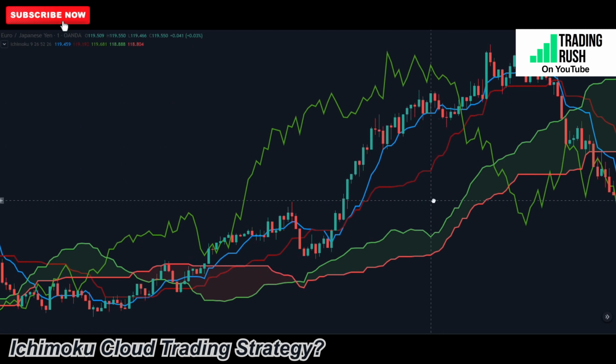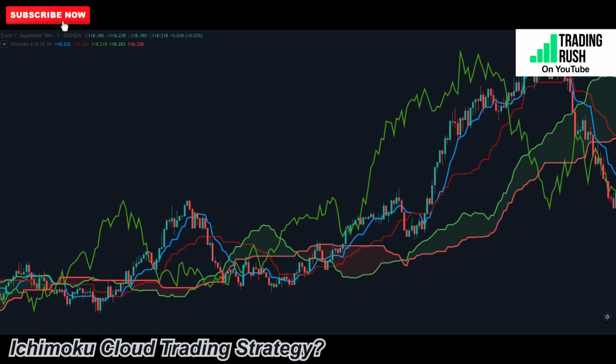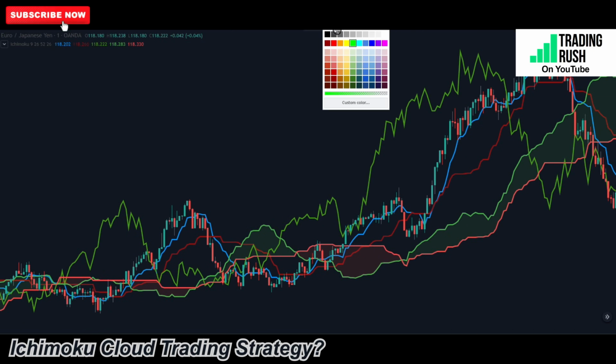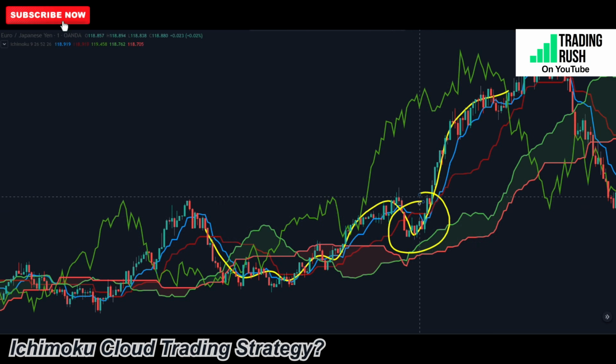When you become an experienced trader, you can remove few lines from the Ichimoku indicator if you find it distracting. Because, when you become an experienced trader, you should be able to identify the direction of the trend and the strength of the trend without using any indicators.